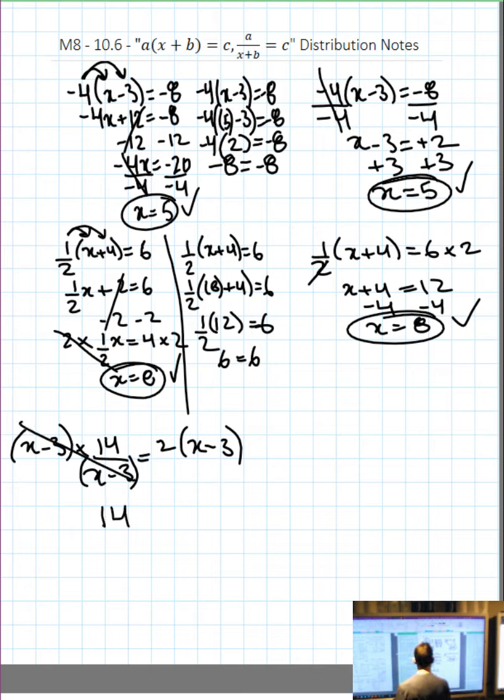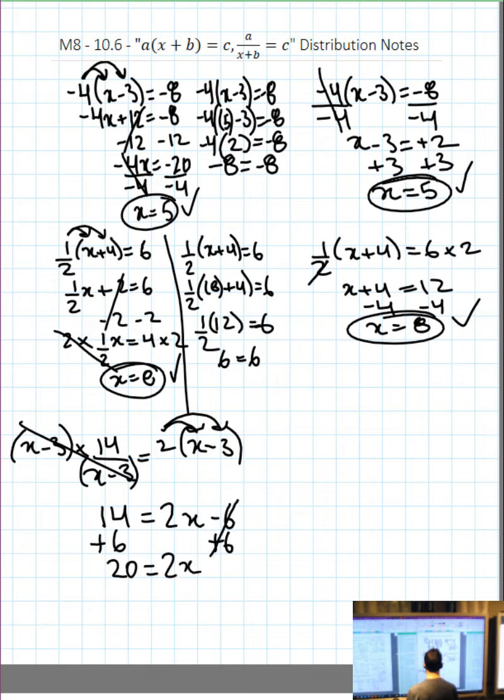So I get 14 equals, on the right-hand side, I can distribute the 2. So I can put an arrow from the 2 to the x and the negative 3. 2 times x is simply 2x, and 2 times negative 3 is negative 6. Now I want to perform the opposite operation to both sides. So I have a negative 6, working on BEDMAS backwards, doing my addition and subtraction first. Add 6 to both sides. 14 plus 6 on the left-hand side is 20. On the right-hand side, negative 6 plus 6 is 0. Cross it off. Equals 2x.